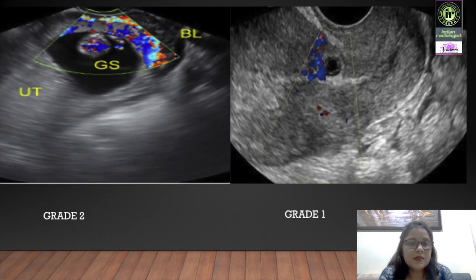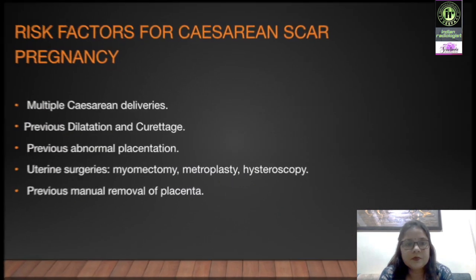So here we can see this is a grade 2 CSP. A grading I'll be dealing with later on. This is the grade 2 CSP and we can see extensive peritrophoblastic flow and in the GS also. Then this is grade 1 CSP and here also we can see a peritrophoblastic anterior myometrial flow.